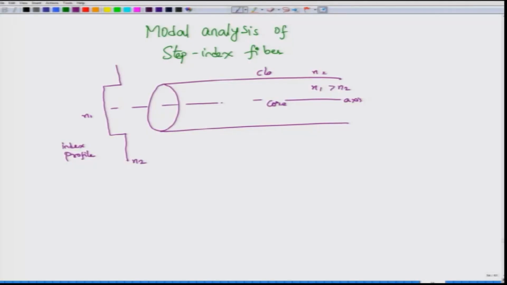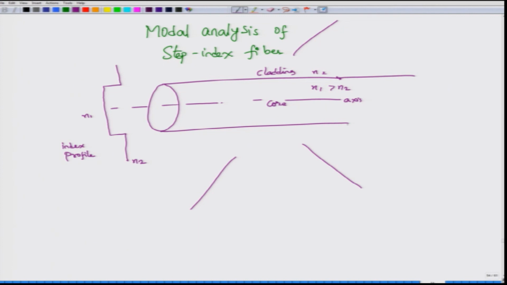Step index profile is very similar to the slab waveguide index profile, wherein the index of the film was constant N1 and outside it was N2. In the same manner, we have an optical fiber sketched here. Please note that I have only sketched the core, because I am going to assume that the cladding essentially extends all the way to infinity.